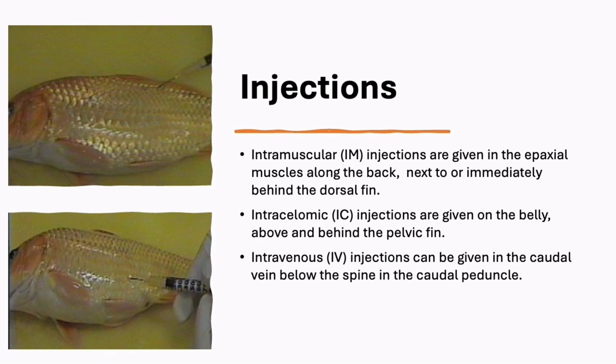Intravenous injections can also be given into the caudal peduncle, which is from the ventral surface into the ventral vein there. That can be hit by putting the needle into the caudal peduncle. Right before you hit the vertebrae, there is a little blood vessel that you can find and put the injection in there.